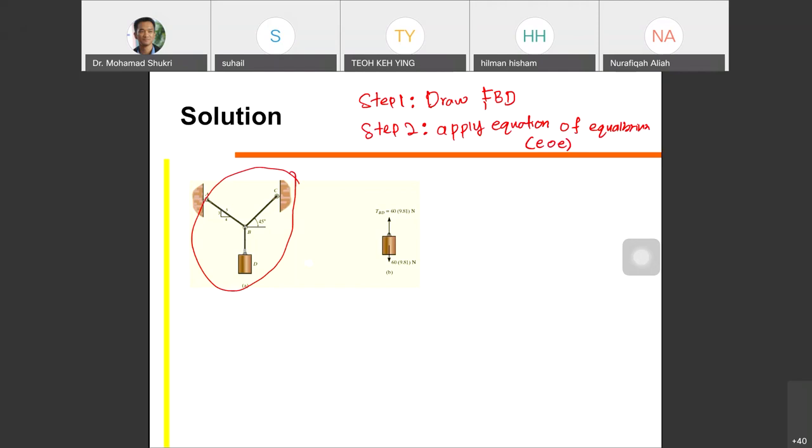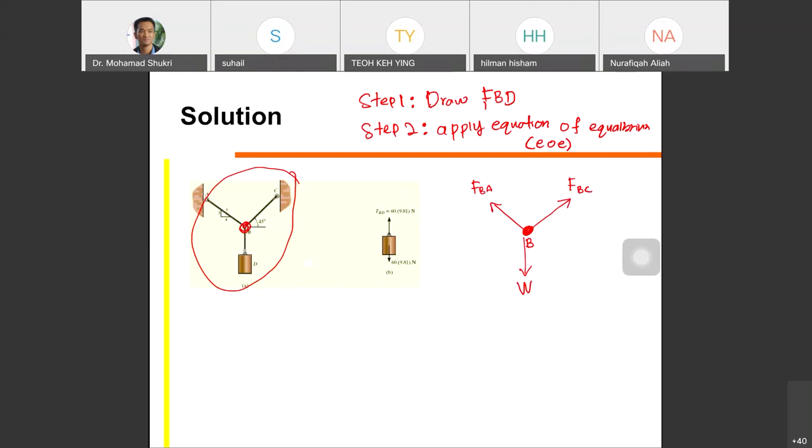Okay. So to convert this, we take this point, point B. We draw the forces on point B. So you have a force going upward from the cable. Let's say this one is force BC. And then you have force BA this way. And then you have the weight of the cylinder, W, going downward. So this is your FBD.